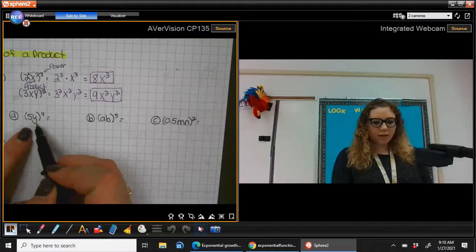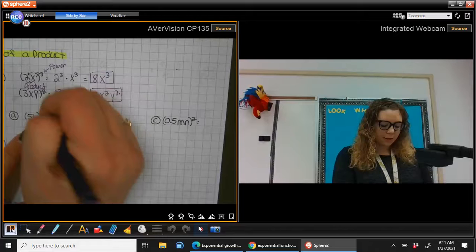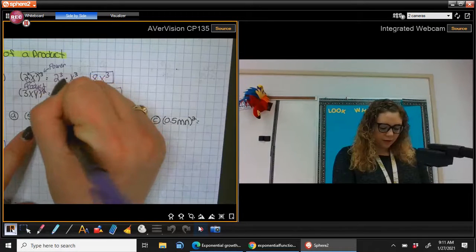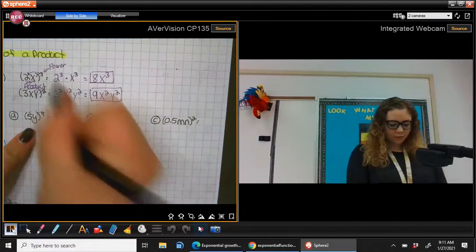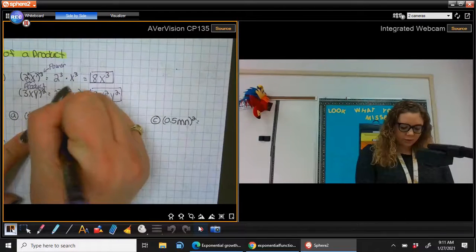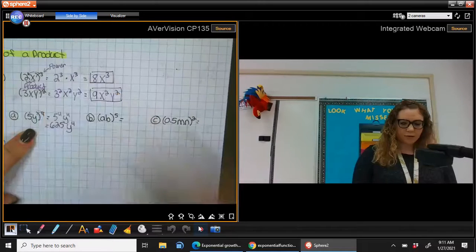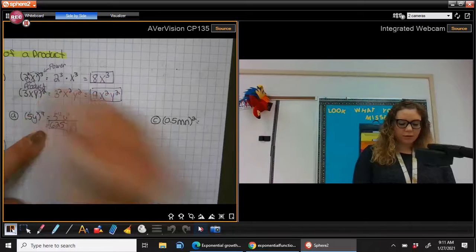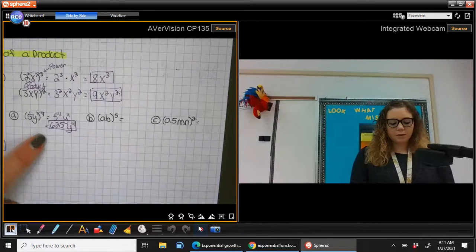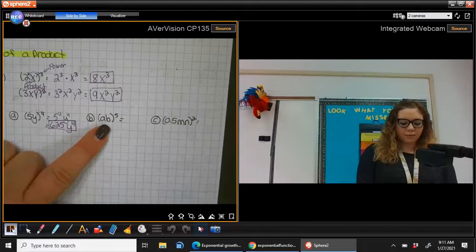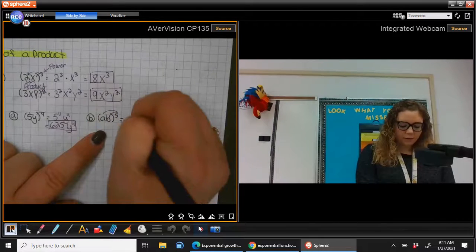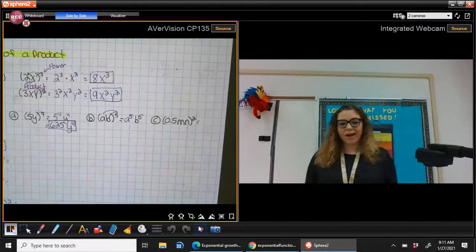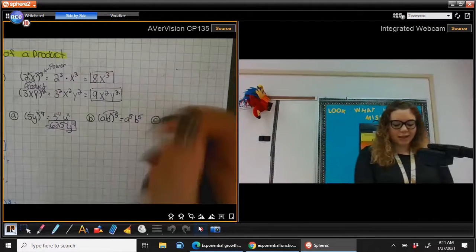So this is a product raised to a power, so I'm going to distribute this power into each thing. So I'm going to have 5 to the 4th, and I'm going to have y to the 4th. 5 to the 4th is going to give me 625. And I can't do much with the y, so I'm going to leave it like this. And that is my answer. B, again, I have a product raised to a power, distribute this 5 in. So I have a to the 5, b to the 5. This time, I can't really simplify any further, so I'm just going to leave this as is.